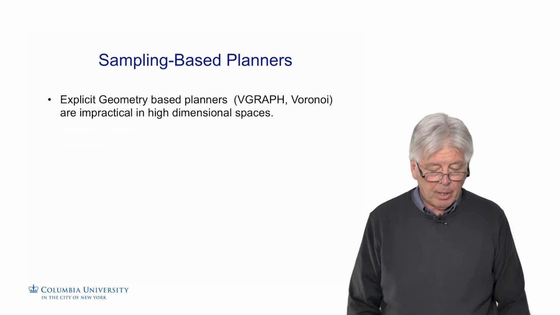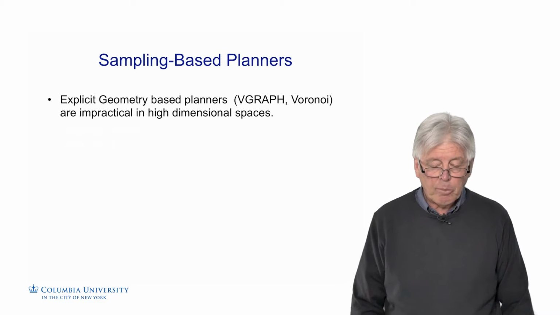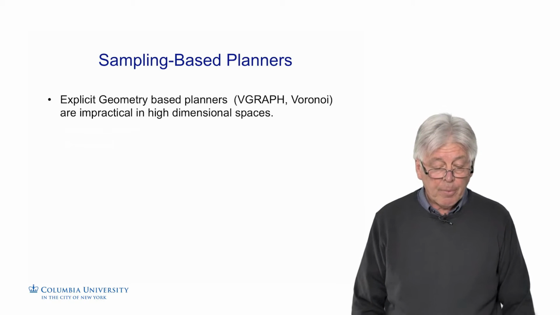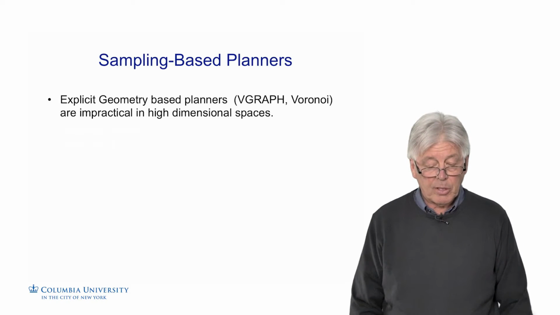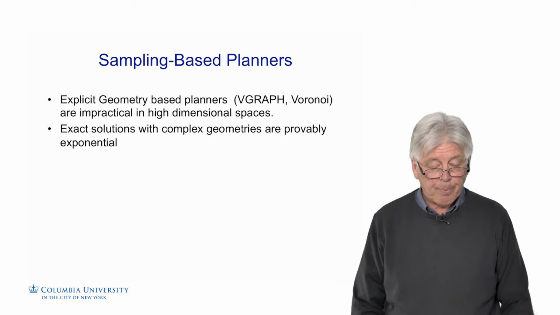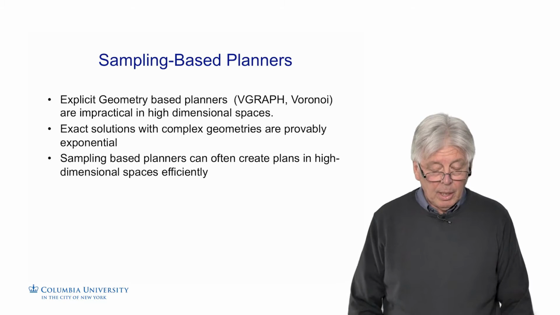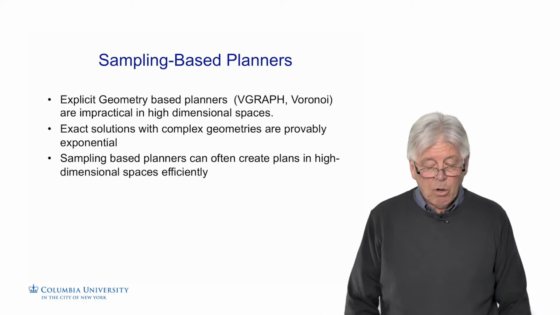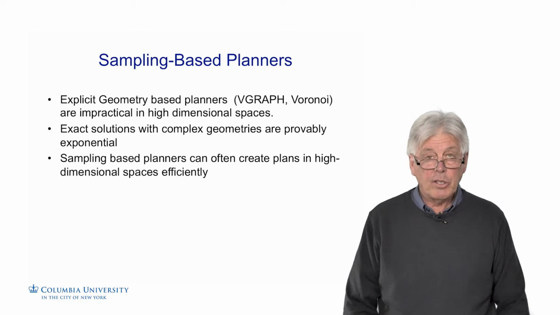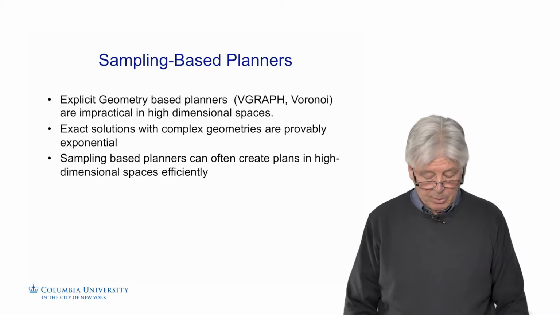Sampling-based planners. Explicit geometry-based planners such as VGraph and Voronoi are very impractical in high-dimensional spaces. It's too hard to compute them. You can't get exact solutions with complex geometries. It's provably exponential. And sampling-based planners can often create plans in high-dimensional spaces sufficiently. We'll see how that works, okay?